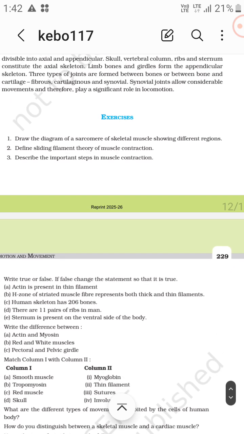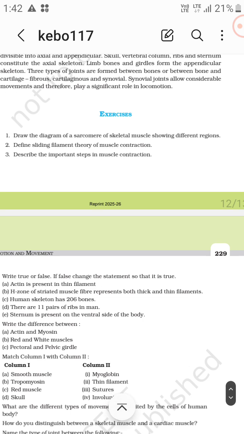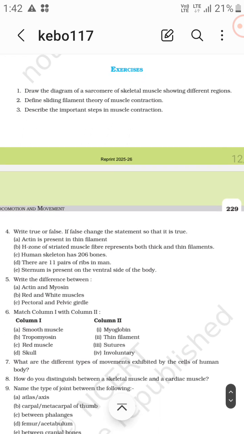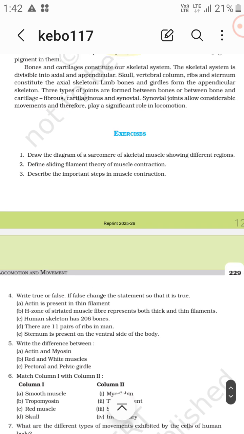Draw the diagram of a sarcomere of skeletal muscle showing different regions. The sarcomere contains the A band, then two half I bands, then the Z line. The I band is connected to the Z line from both sides.